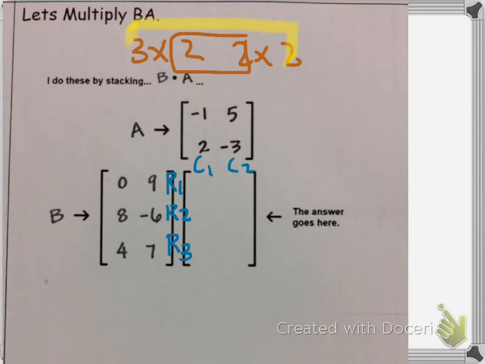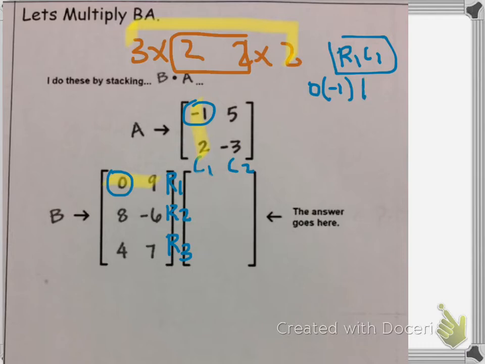I always write out my rows and my columns like that because it's really important to see where my answer comes from. You can see right here that this answer comes from row 1 and column 1. So I'm going to look at row 1 and column 1, and multiply those together. I even like to come over to the side and write row 1, column 1, and then do the multiplying. You do the first number times the first number. So we'd have 0 times negative 1. It comes from here and here. I'm going to add that to the second one, so 9 times 5.